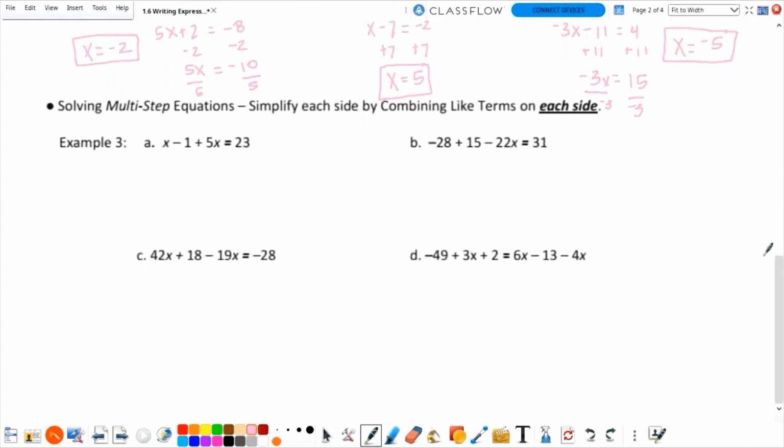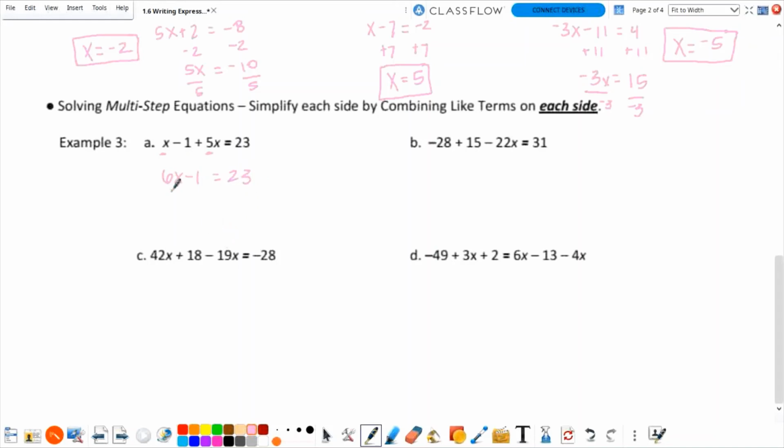All right, we have a couple of multi-step equations. So we're going to simplify each side by combining like terms. Okay, we need to do that first on each side. So x minus 1 plus 5x equals 23. Okay, so notice on the same side, we have x and we have 5x. So we can combine those. So we have 6x minus 1 equals 23.